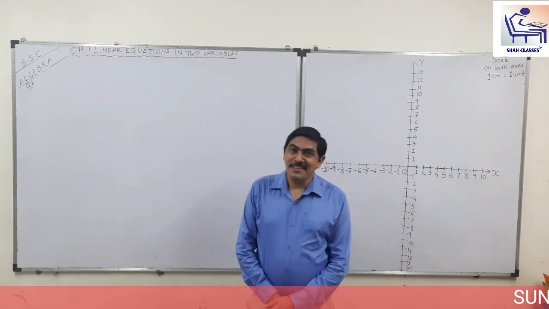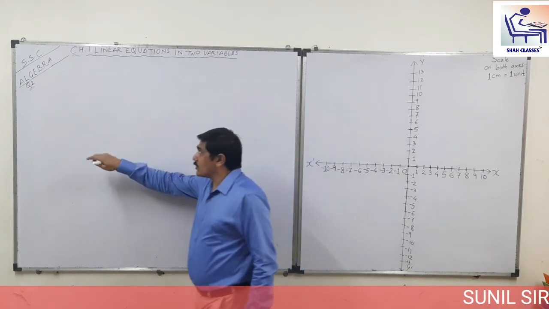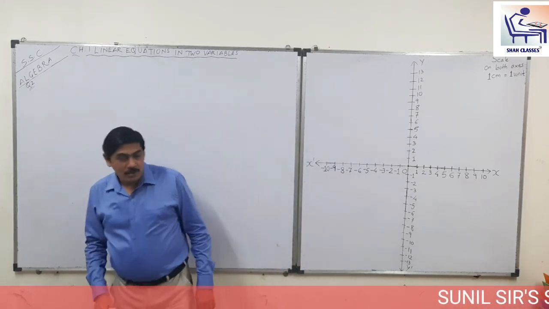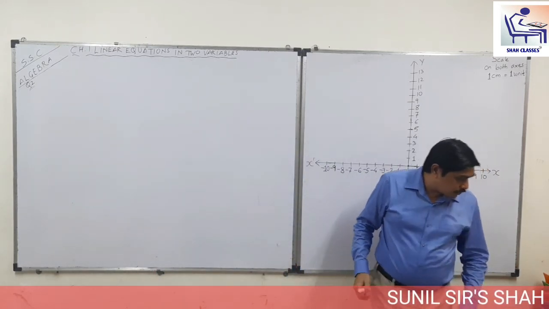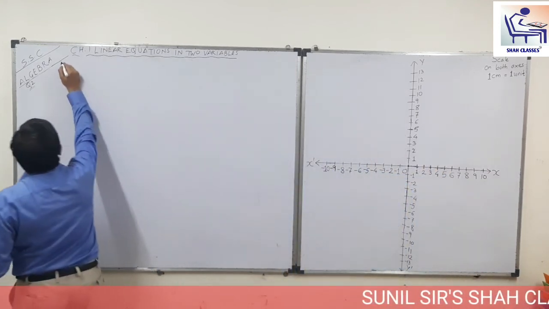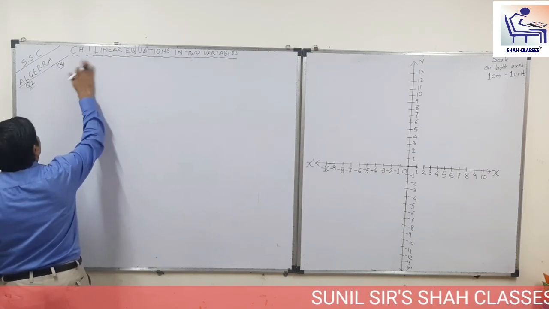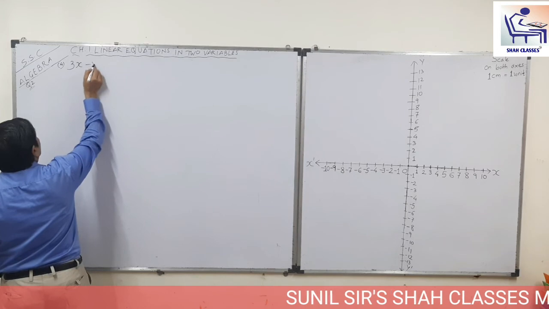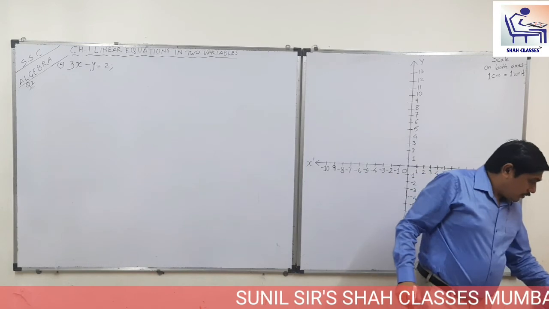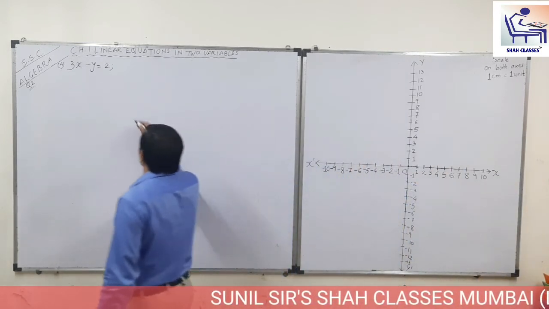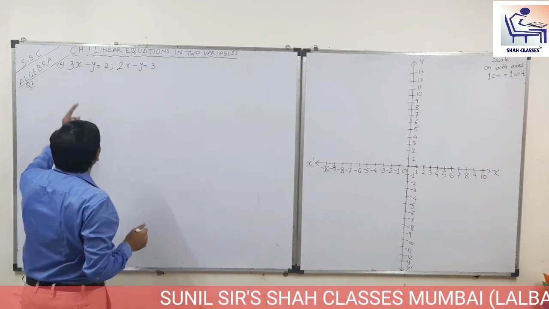Hi students, up till now you have seen 3 sums. Now we will see the fourth sum of question number 2. So your fourth sum is 3x minus y is equal to 2, and now the second one is 2x minus y is equal to 3. So these are the two equations.